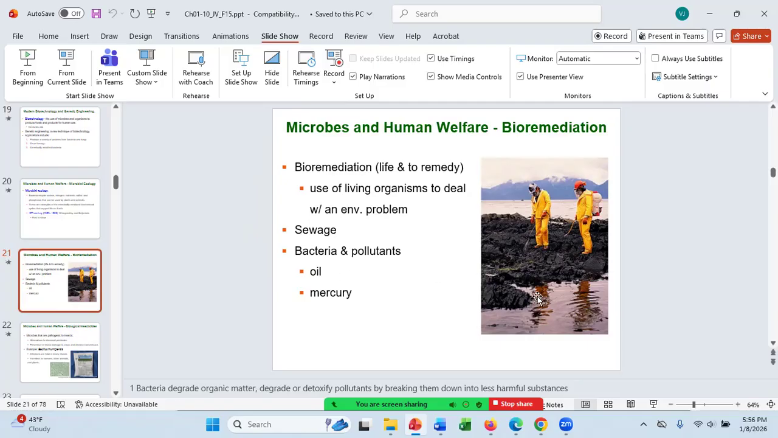We can use bioremediation to break down sewage, but we also use bacteria to break down pollutants, like oil here, an oil spill being a pollutant, or also mercury. Now, when we treat mercury with an organism like a bacteria, we make it a less toxic form of mercury. You just don't break down the mercury because mercury is an element. It's an atom. But we can make it less toxic. Any question about any of that?